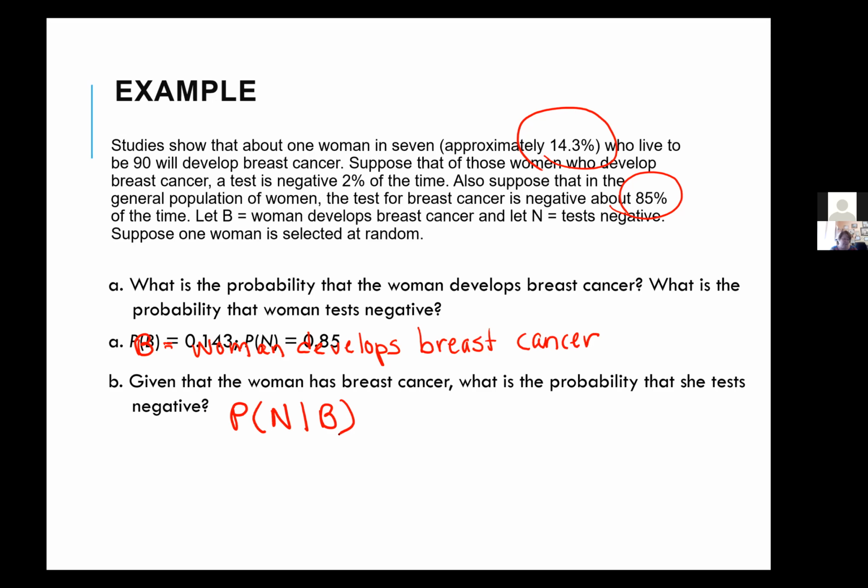And using the information that we have up here, it says that suppose that of those women who develop breast cancer, a test is negative 2% of the time. So they tell us that this is 2%. There's a 2% chance that you're going to test negative given you have breast cancer.